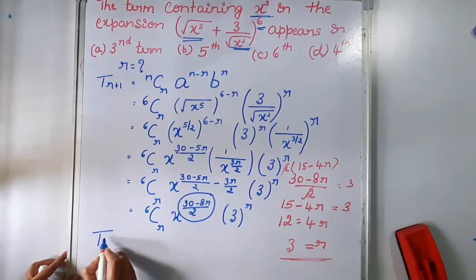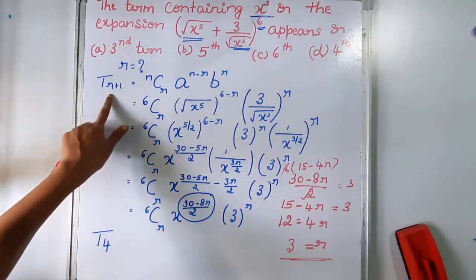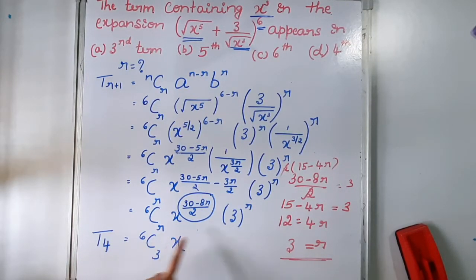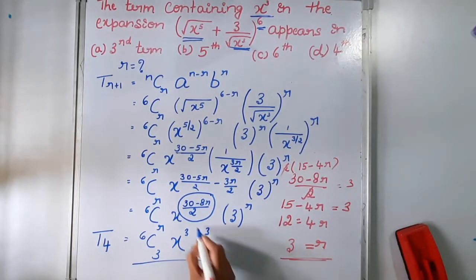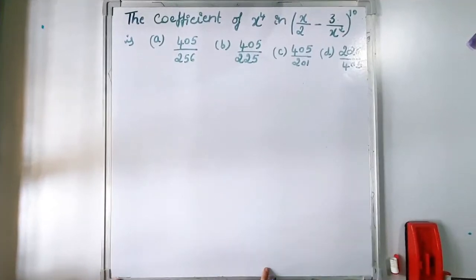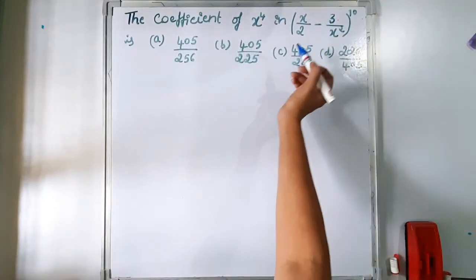So this will be the T4. Right, r is 3, 3 plus 1 will be 4. So this will be 6C3 and x to the power... anyway, substitute as 4. So it will be x cube and 3 to the power 3. So x cube appears in the fourth term. So answer is D.